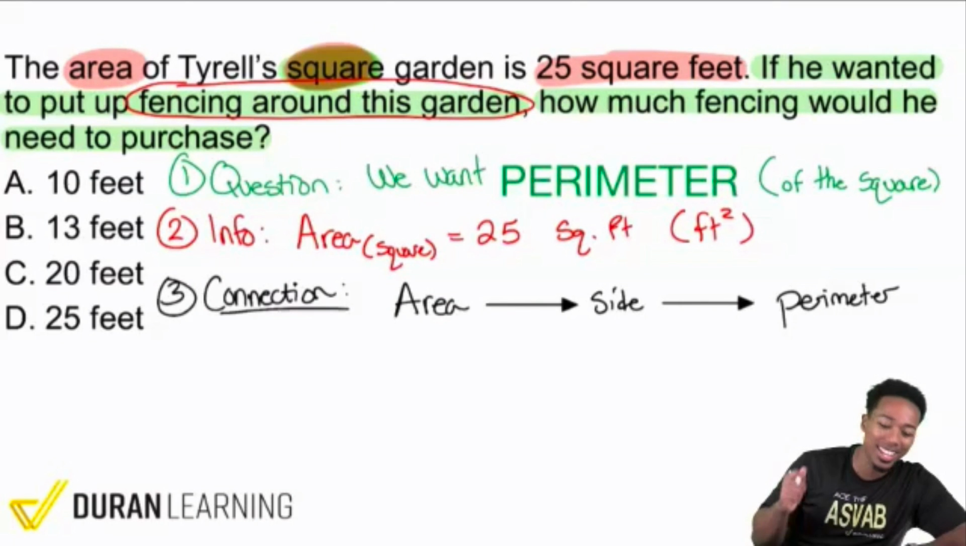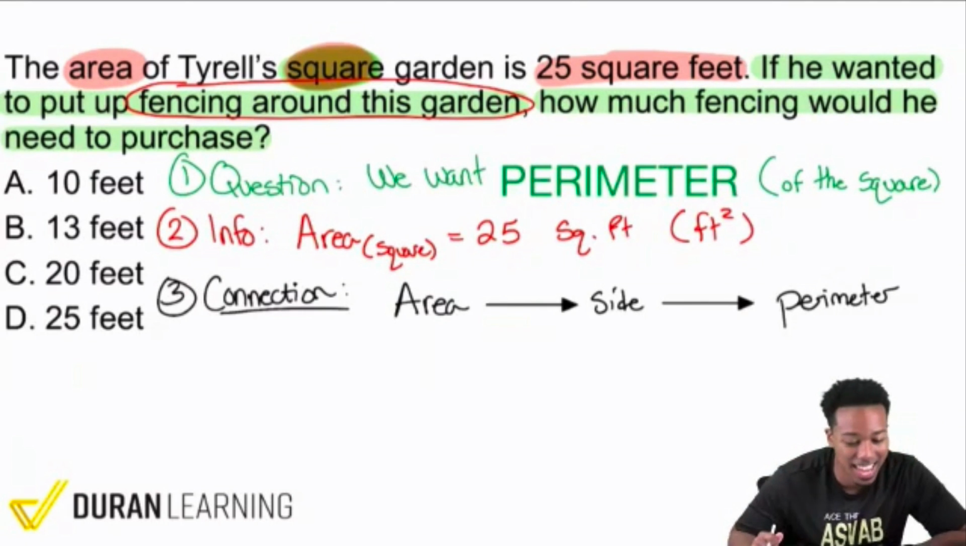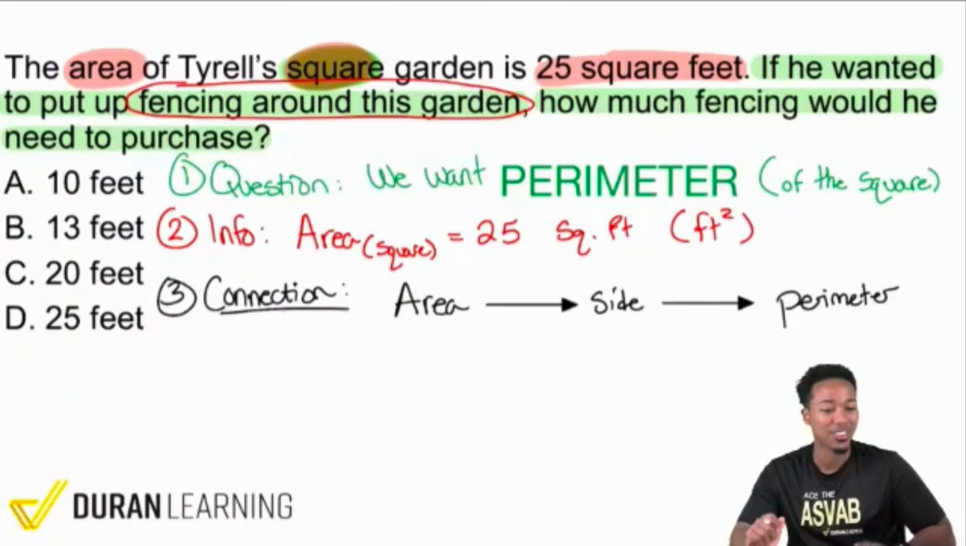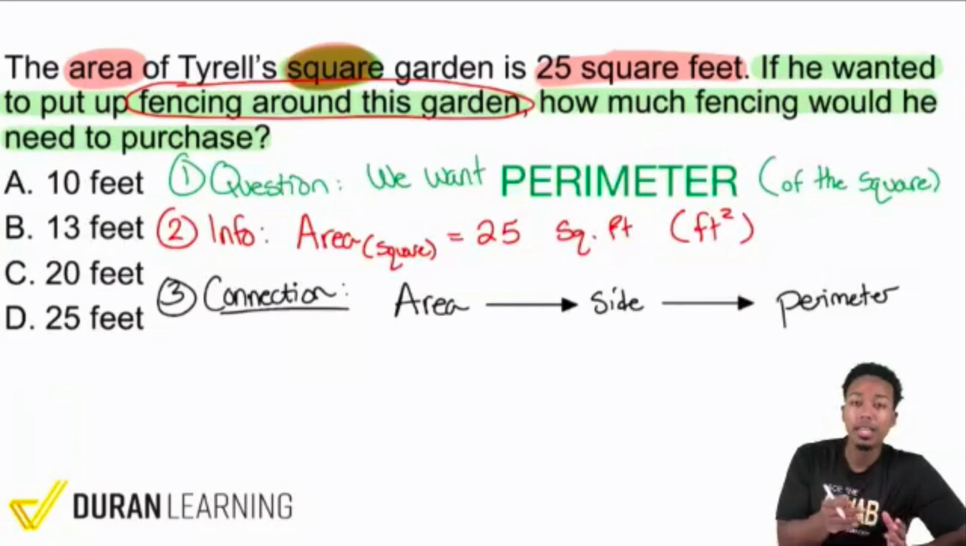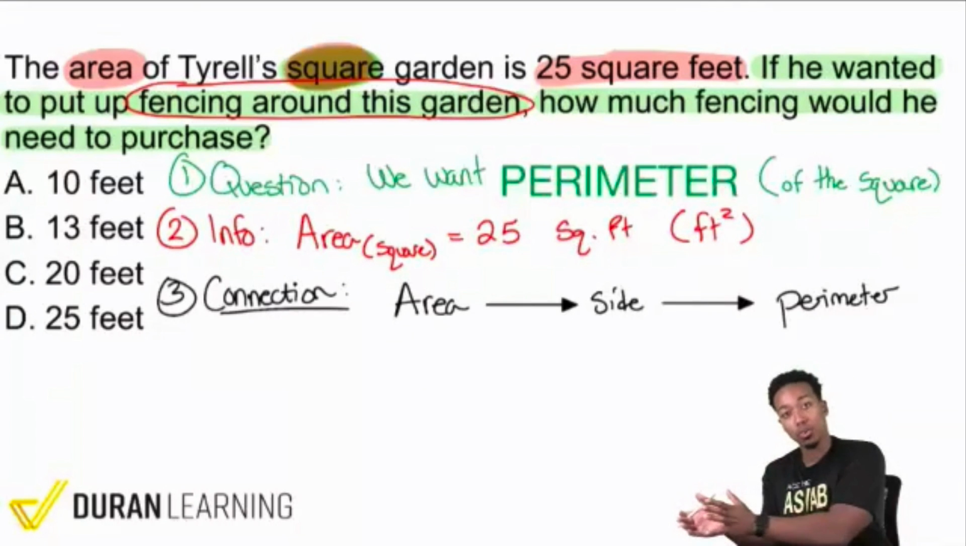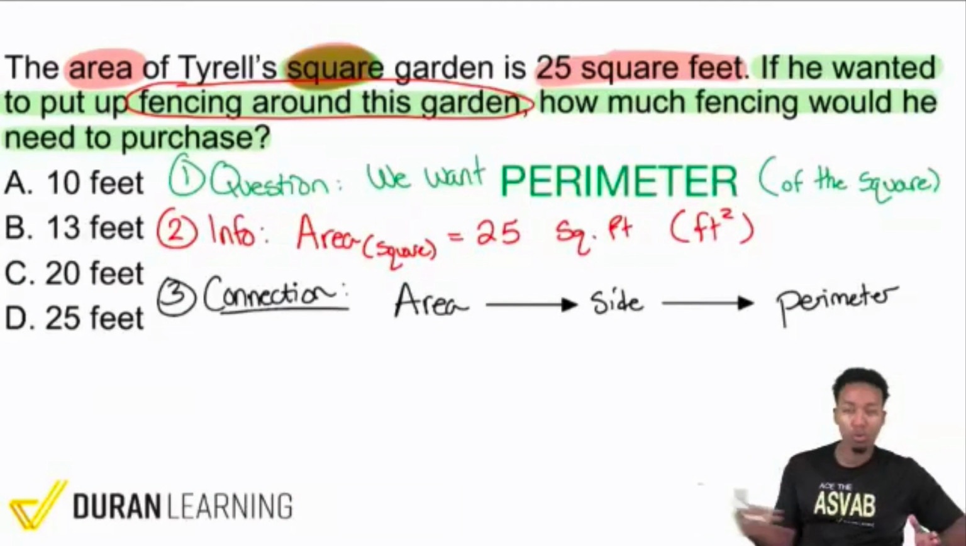Jose, I love that you're always asking questions, but I hate that you're always trying to memorize one problem or generalize one problem to the rest. The short answer is yes. If you have the area of a square and you're looking for the perimeter, go through the side first.